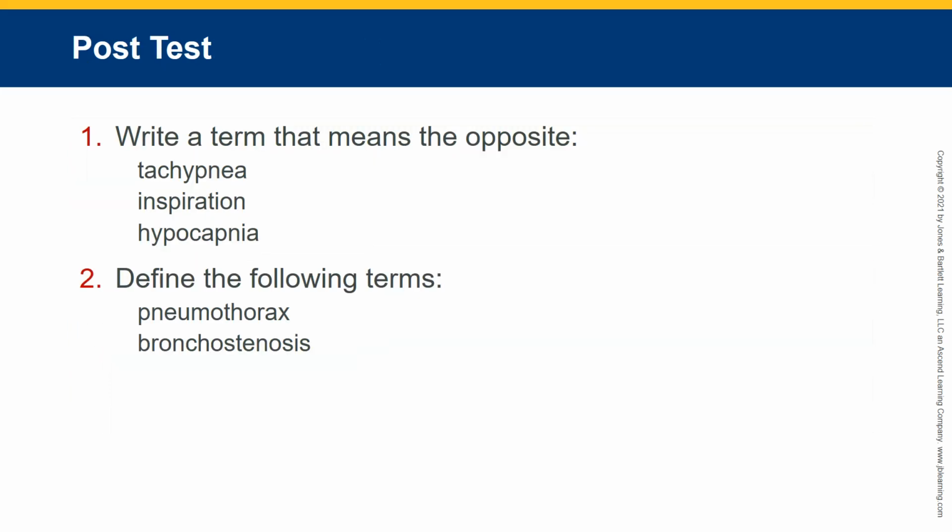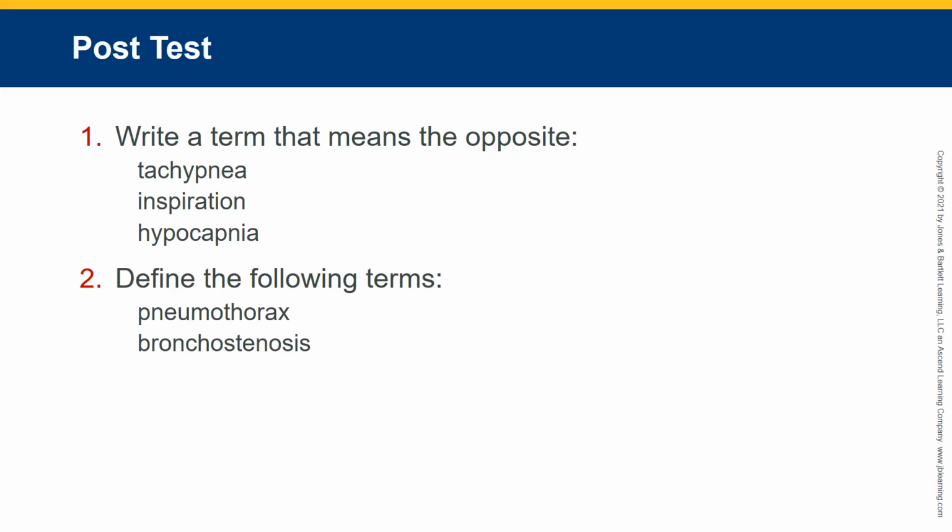All right. So what is the opposite of tachypnea? What do we think? Tachy, the opposite is brady, right? Inspiration, inspire or expire, right? So expiration. And hypocapnia, or for that's low carbon dioxide, or hypercapnia, I suspect, right? Pneumothorax, what is the pneumothorax? The pneumothorax is when you've got air or some kind of gas inside that pleural space, right?